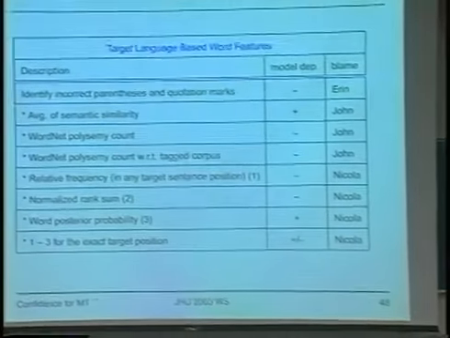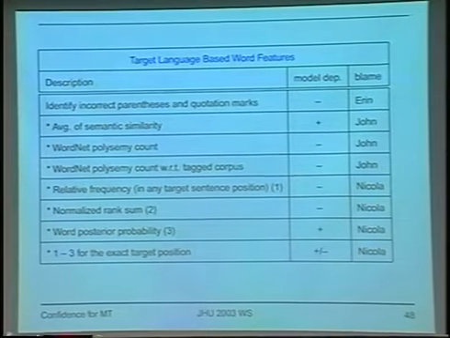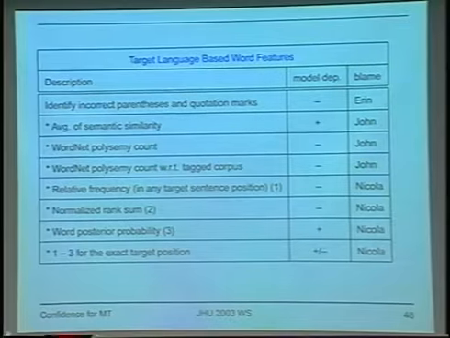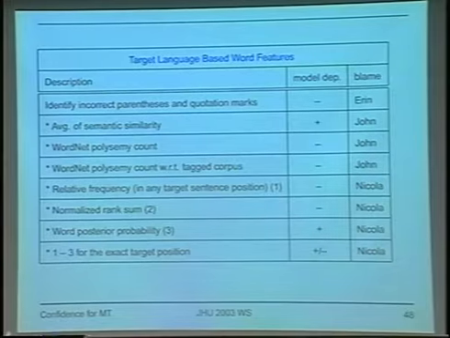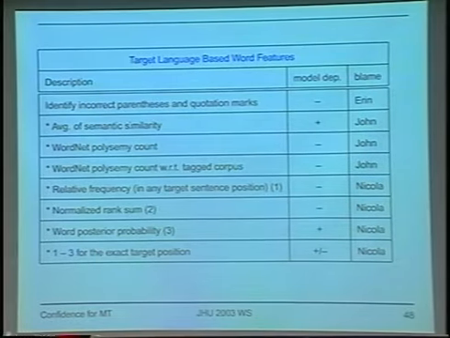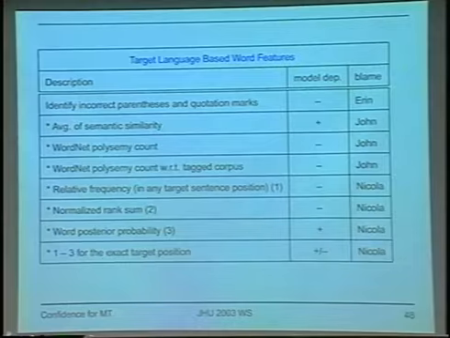So for the word level features that we came up with, the features that are marked here with a star are going to be explained in more detail later on. So first of all, we have the identification of incorrect parentheses and quotation marks in the sentence. So those were simply labeled in the output. We have average semantic similarity for the words, the WordNet polysemy count, and the WordNet polysemy count with regard to a tag corpus. Those are the semantic features we had. The next three are relatively similar.